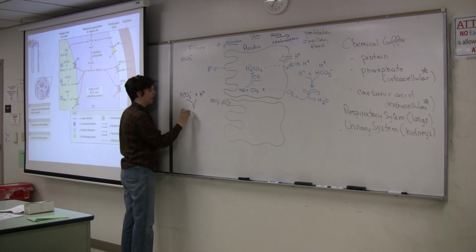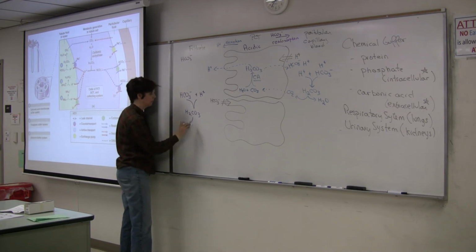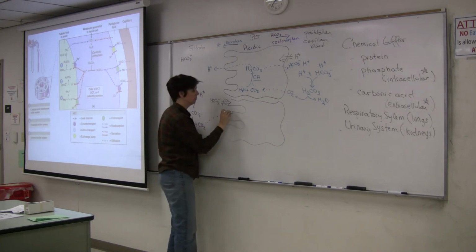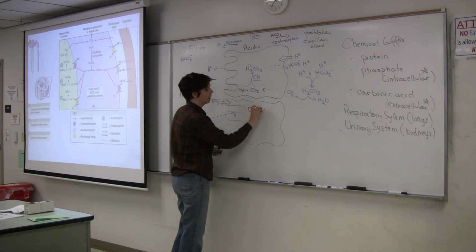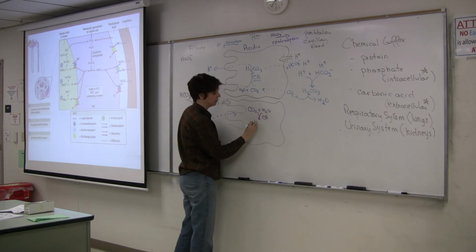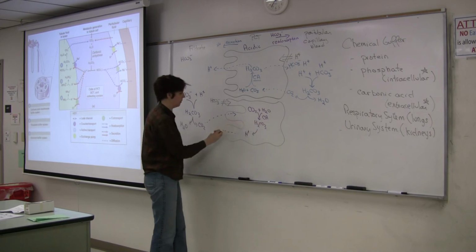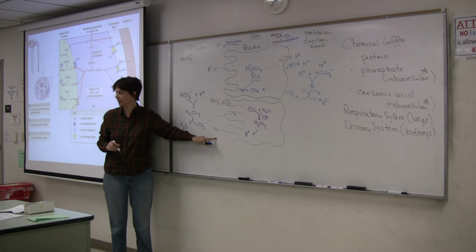we form carbonic acid that dissociates to water and carbon dioxide, which diffuses into our cell, reforms using carbonic anhydrase into carbonic acid, which dissociates into hydrogen ions, which can't cross that membrane, so it comes back here. Therefore, there's no net loss of hydrogen, because we get it back again.